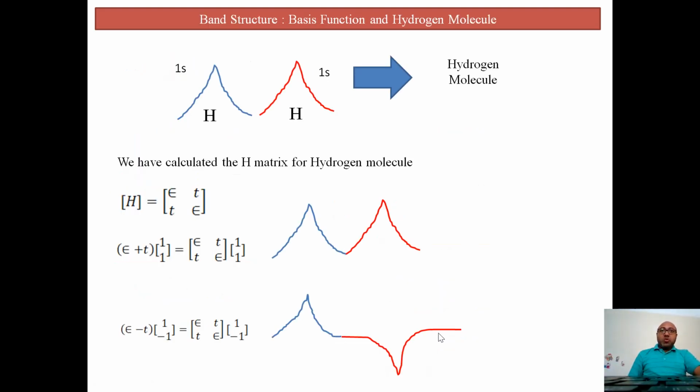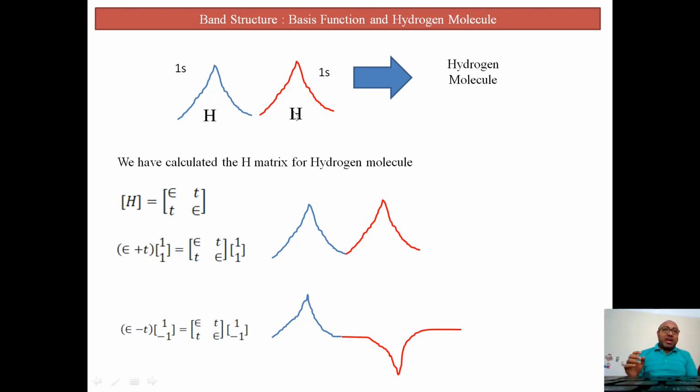Before I go to how to form the H matrix, don't confuse it: H is actually a Hamiltonian, not hydrogen. Here, actually, I have written two hydrogen molecules. Sorry, two hydrogen atoms. So one hydrogen atom and a second hydrogen atom.